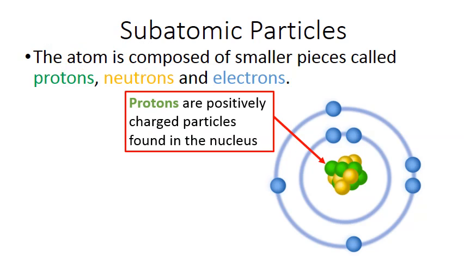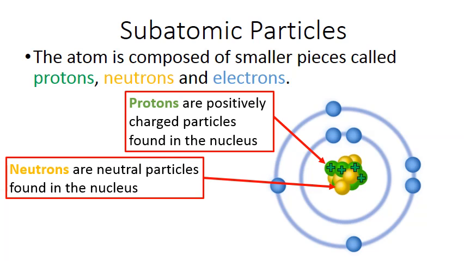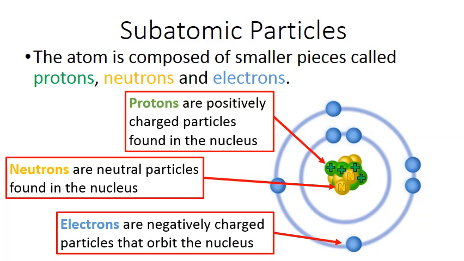The protons are positively charged particles, and they're in the nucleus. So those are the green guys there. The neutrons, also in the nucleus, are neutral particles. So we'll just give those an N. And then the electrons, we've already pointed those ones out. These are the negatively charged particles that orbit the nucleus.